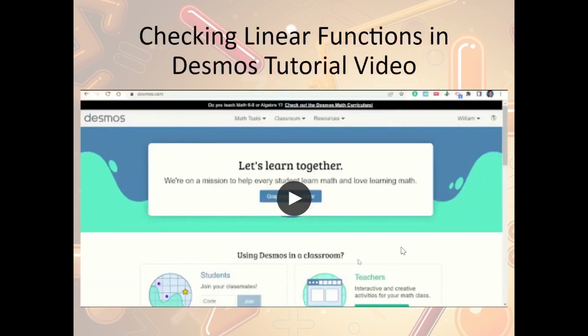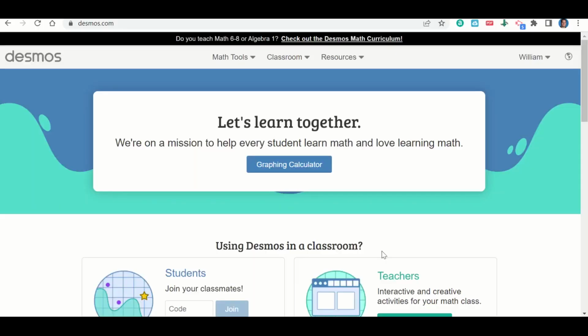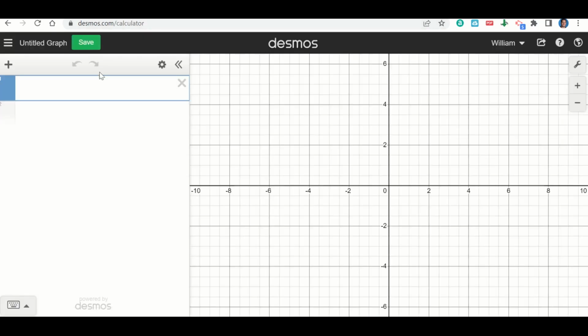There's a video here also that shows you how to graph linear functions in Desmos. So you can go ahead and watch that. Let's talk now about how to check our work with linear equations using Desmos. So what we're going to do is we're going to go to desmos.com, just like this, and we're going to click on the link that says Graphing Calculator. And over here on the left side, we can enter the equation of any linear equation, and it will graph it for us. So let's try y equals 2x minus 4.